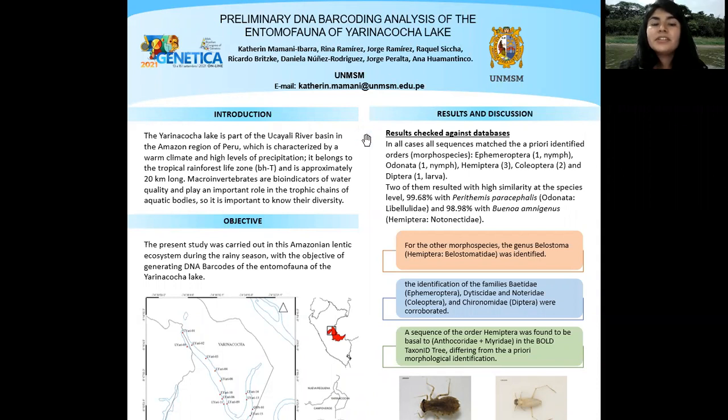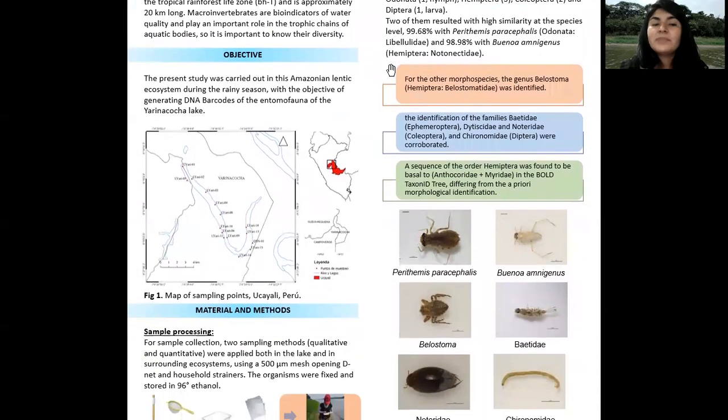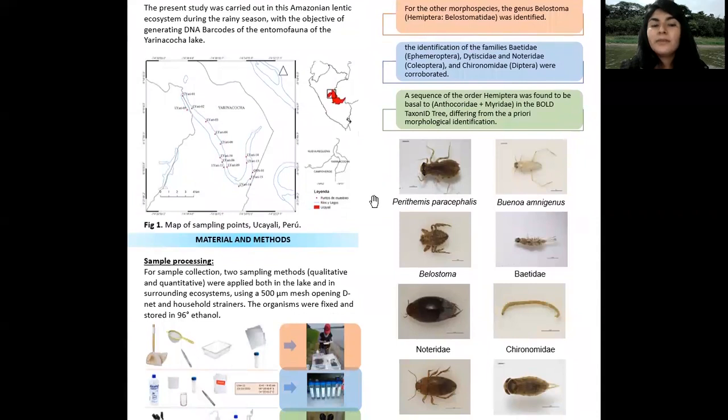Yarinacocha Lake is part of the Ucayali River Basin in the Amazon region of Peru, which is characterized by a warm climate and high levels of precipitation. It belongs to the tropical rainforest limestone, and it's approximately 20 kilometers long. The principal objective of the project was to generate DNA barcodes of the Entomofauna of Yarinacocha Lake. Here we have a little map of the sample points in the lake.